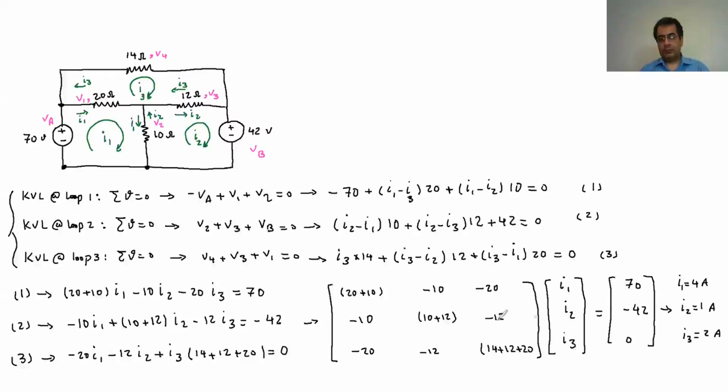So this is the part. This matrix is the coefficient matrix. You need to put it in your calculator, and this matrix is the constant matrix. You need again to put it in your calculator, and then it solves it for I1, I2, and I3.